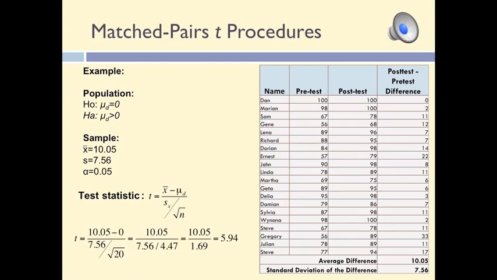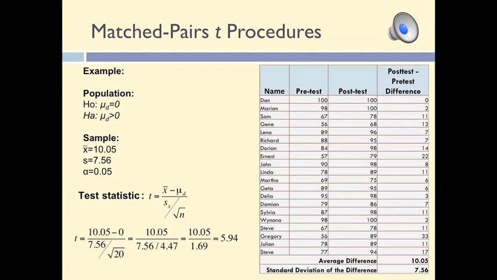The third column in the table shows the differences for each individual between post-test and pre-test scores. The average difference for the entire sample is 10.05, but just by visually inspecting these differences, we cannot tell if they are statistically significant. In such a situation, we also have to conduct a test of significance.